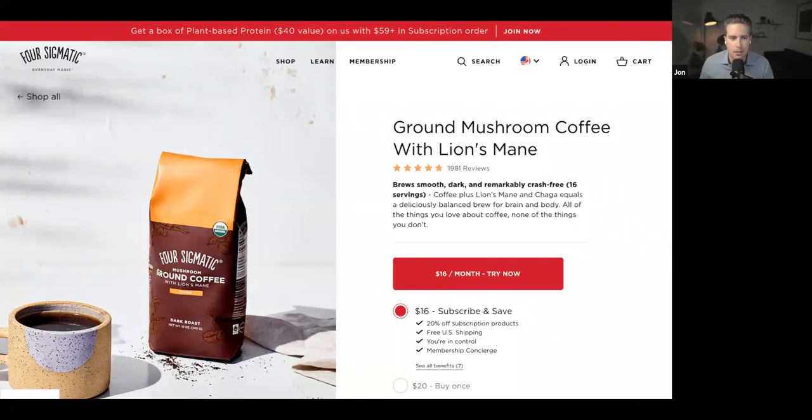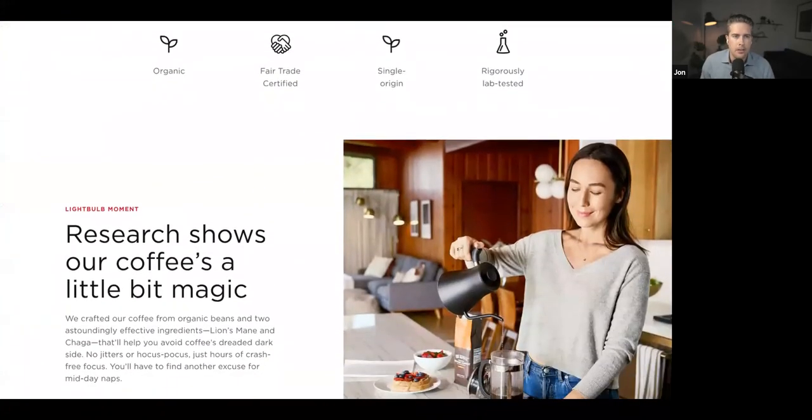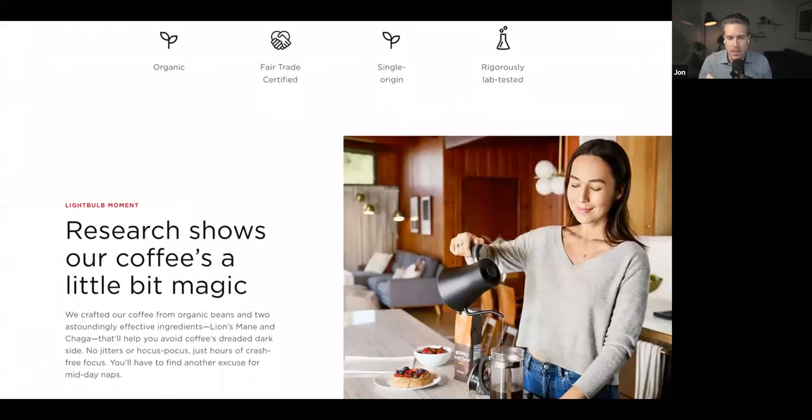So we can go down the page a little more here. I don't know if you saw, I passed over it quickly, but they had a link that said see all the benefits, and it said 7. I want to know what those 7 benefits are. Why did you hide those from me, right? Here they've got some great icons calling out some of the unique features and benefits. I think this could be helpful, that it's organic. People are interested in these types of things. So that's great to see.